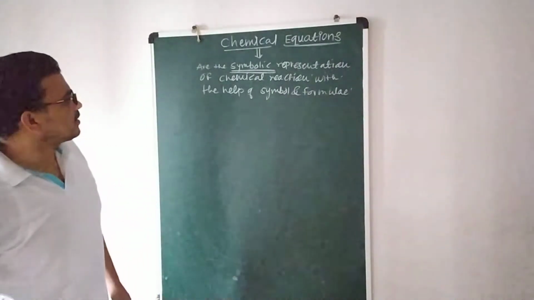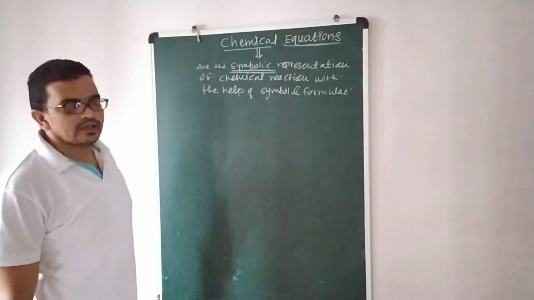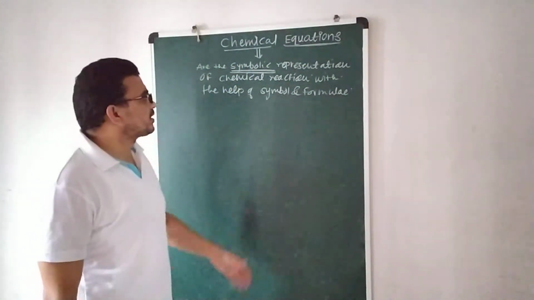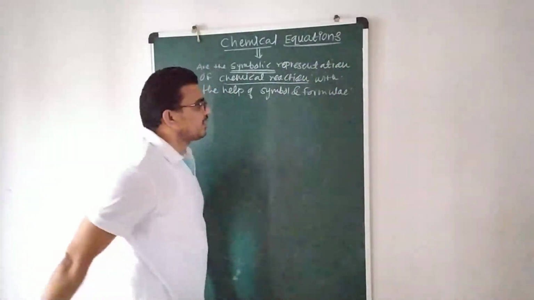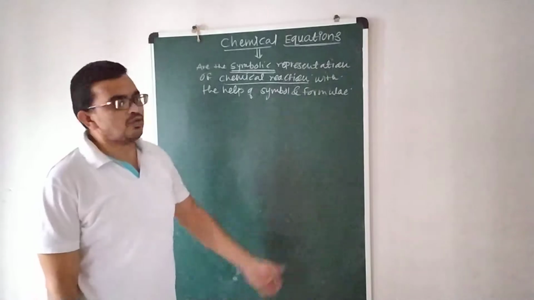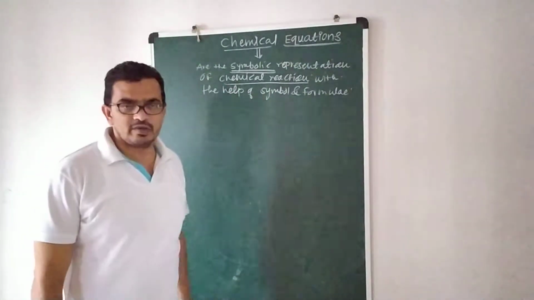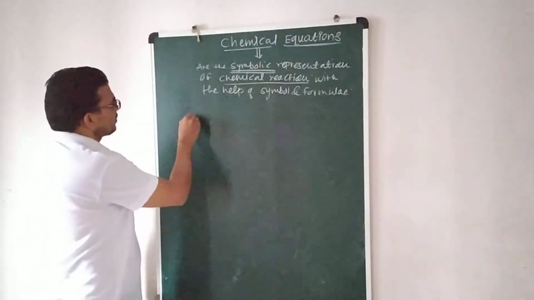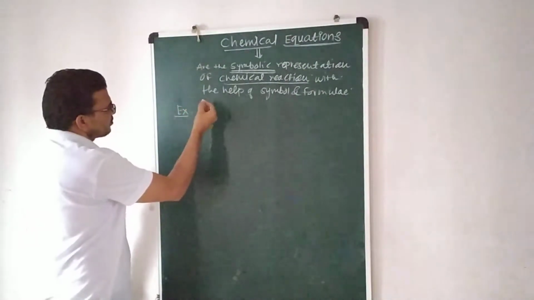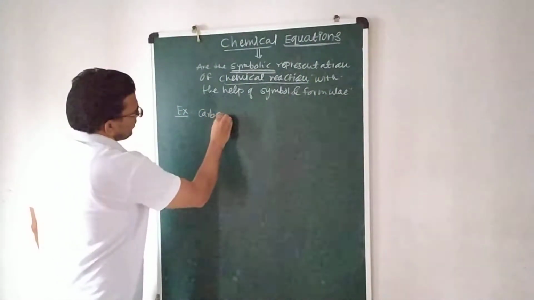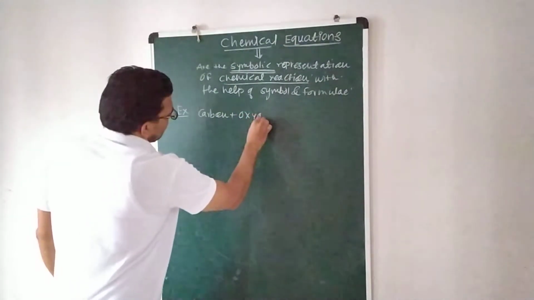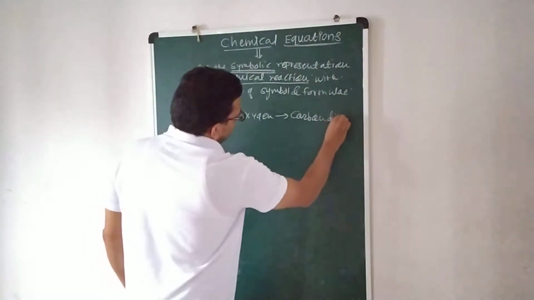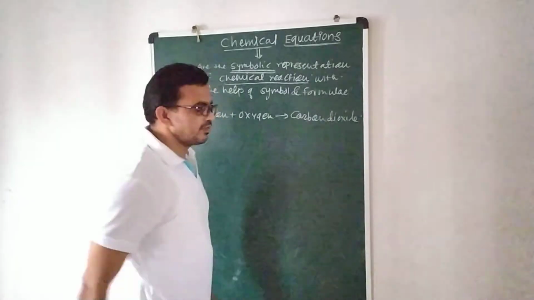Okay, so this is the simple concept about chemical equations. Chemical equations are the symbolic representations of chemical reactions, and with the help of symbols and formulae we have to represent them. Let us see the meaning with the help of examples. For example, suppose carbon reacts with oxygen, it gives carbon dioxide. Understand? This is one chemical reaction.